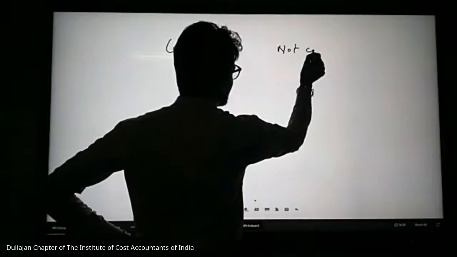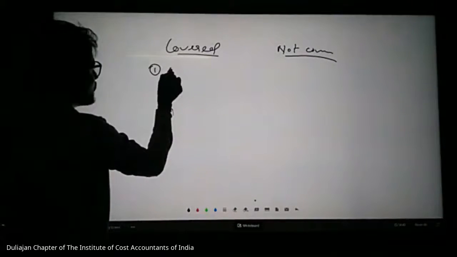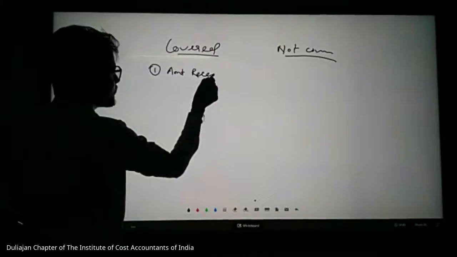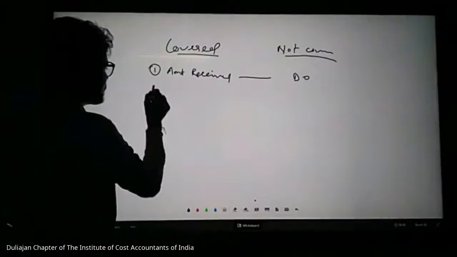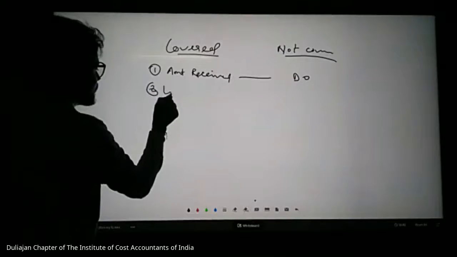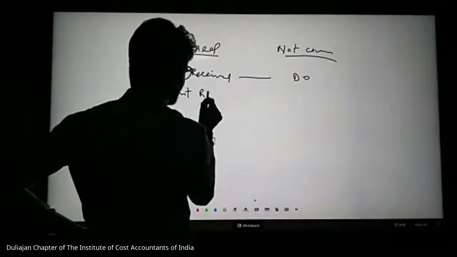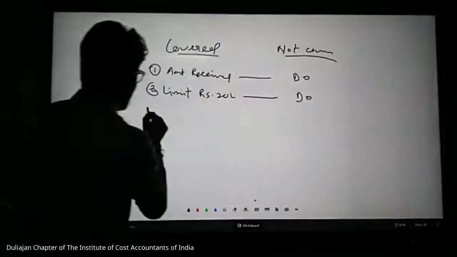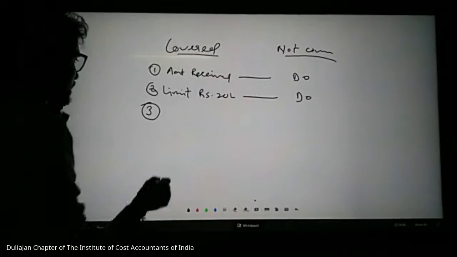What were the differences and what were the similarities? First was amount received. It was same for both. Then second was limit. Limit was rupees 20 lakhs. It was same for both as well. But the difference comes while calculating the third point.